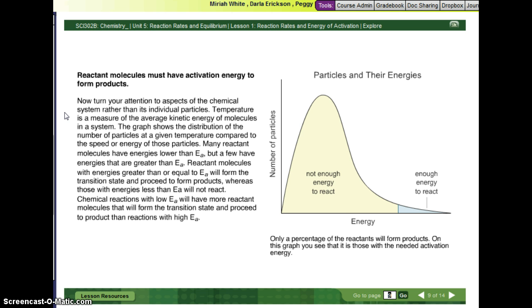Chemical reactions with low activation energies will have more reactant molecules that will form the transition state and proceed to product than reactions with high activation energy. So only a percentage of the reactants will actually form the products. On this graph, you will see that it is those with the needed activation energy. So the number of particles, not enough energy to react, and then enough energy to react.